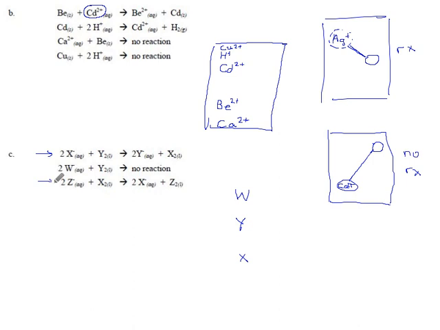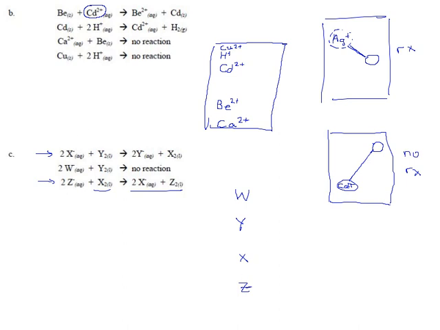And finally, the more positive one, X, tried to take electrons from Z and did. So X is higher up than Z. Z must be down here. So that's the order that they'll appear in our list.